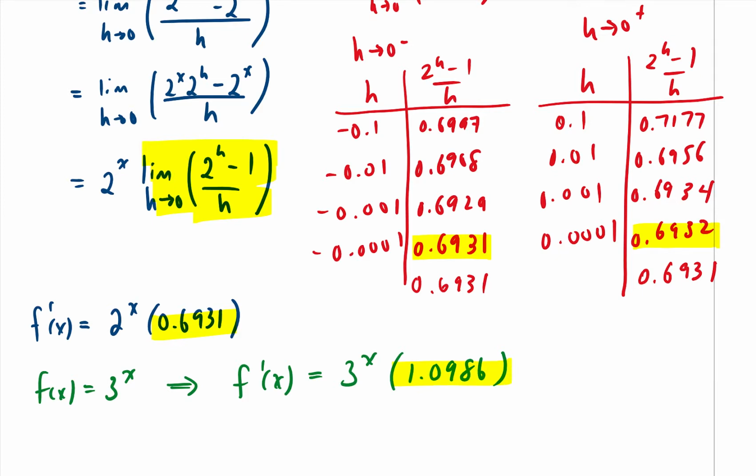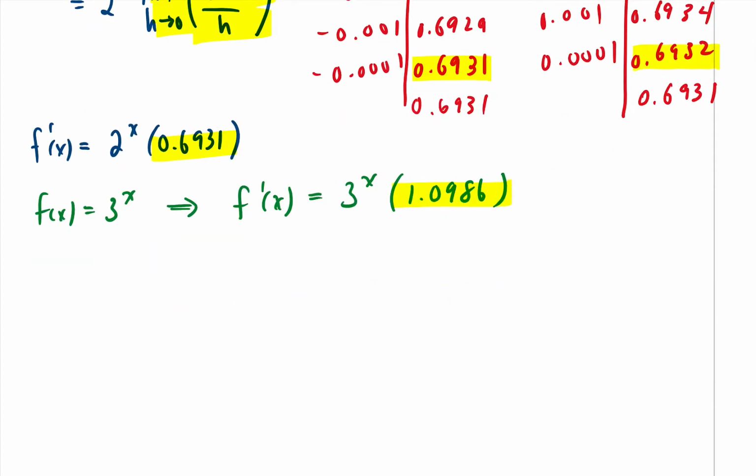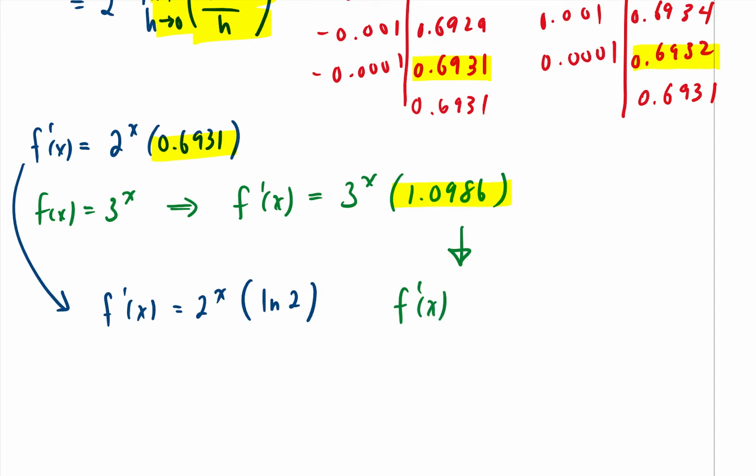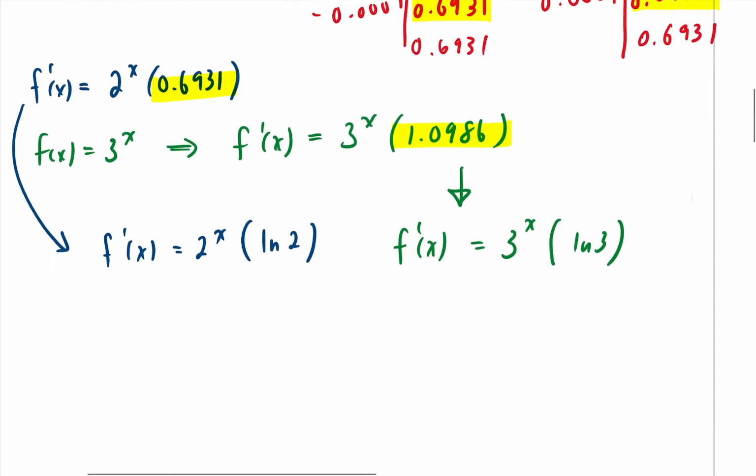If we want a shortcut, we need to determine the pattern that is occurring here. So for this derivative here, f prime of x is 2 to the exponent x, and that number 0.6931 and so on is actually the natural logarithm of 2. And similarly for this one here, f prime of x is equal to 3 to the exponent of x, and that number 1.0986 is the natural logarithm of 3. So hopefully now you're starting to see a pattern here.